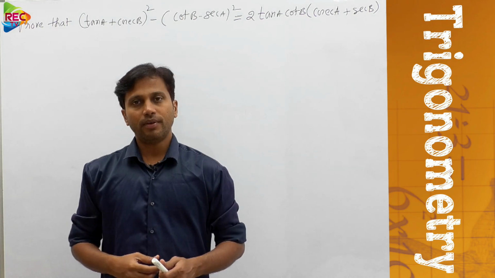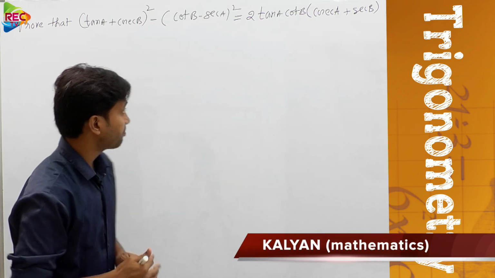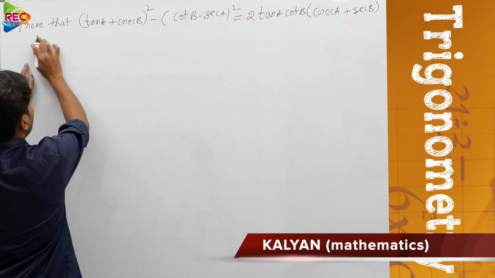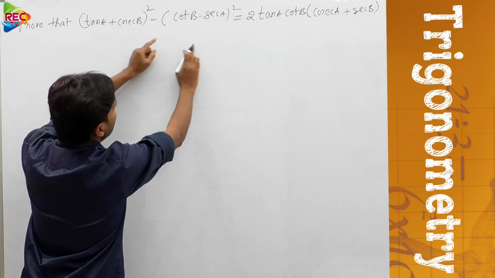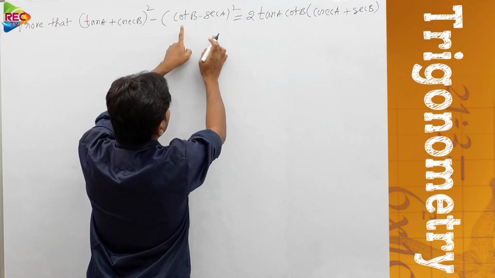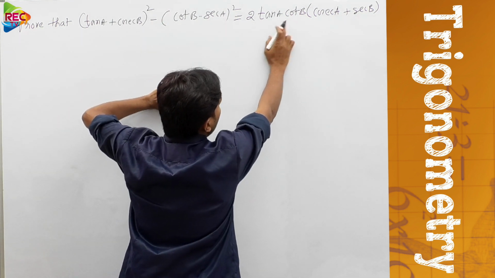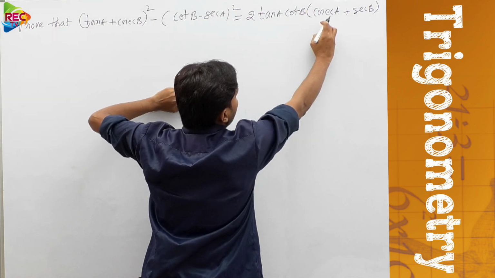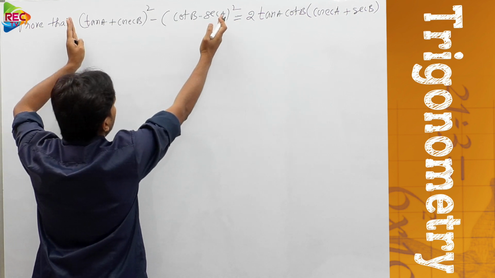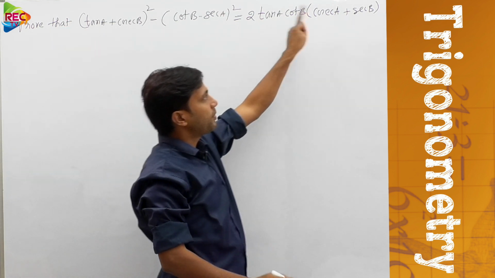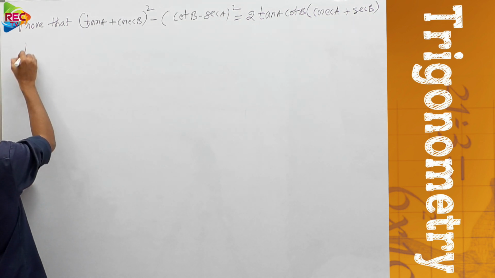Let us do the next problem on trigonometric identities. It's a very simple one. Just look at this. Prove that (tan A + cosec B)² − (cot B − sec A)² is equal to 2 tan A cot B (cosec A + sec B). So your LHS part is this and you need to obtain this. Take the LHS part first.